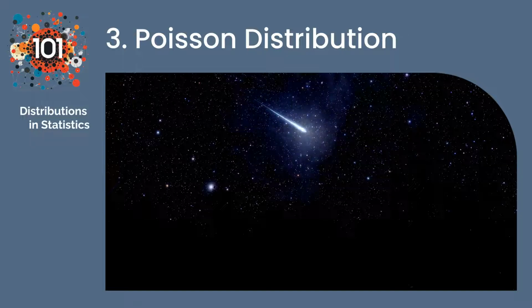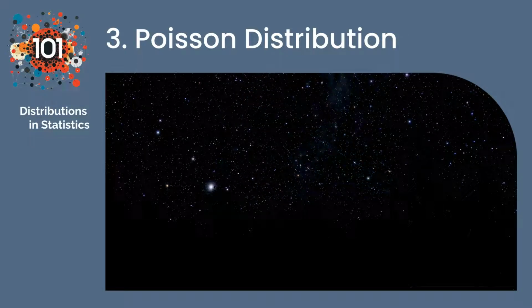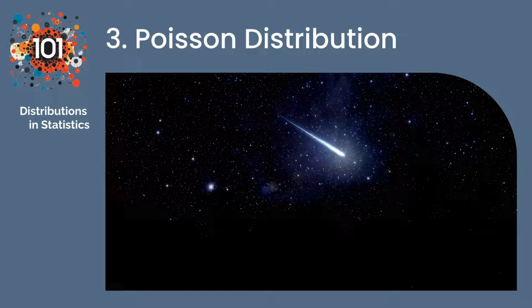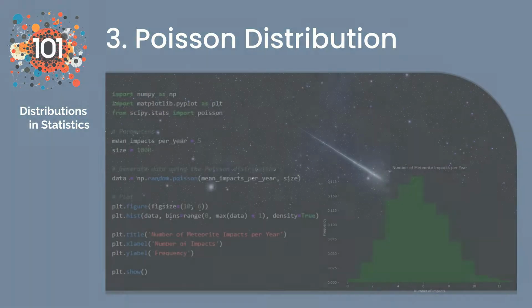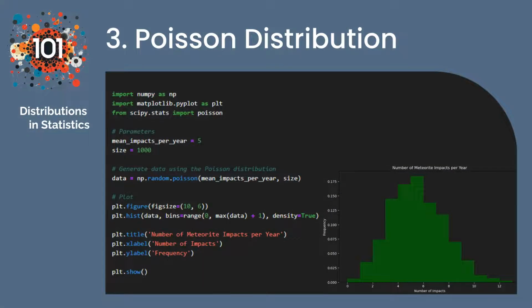The Poisson distribution models the number of events occurring within a fixed interval of time or space, given a constant average rate. It's often used for rare events like the number of meteorites hitting the surface of the Earth in a year. This time, we want to find the distribution of the number of meteorite impacts on Earth in a year and check the results over 1,000 simulated years.